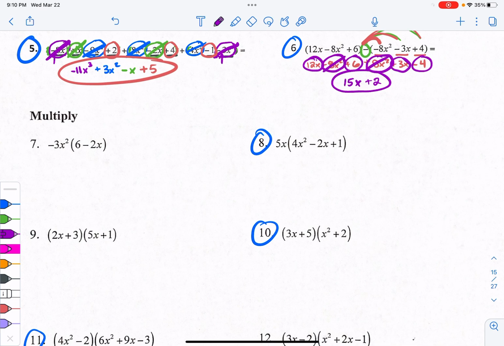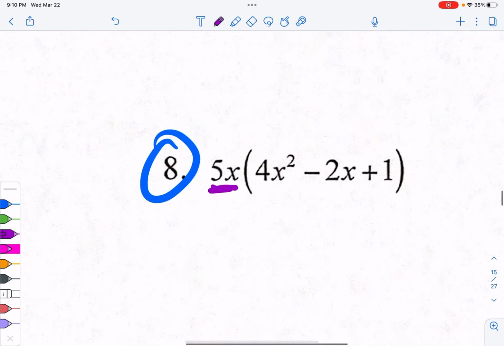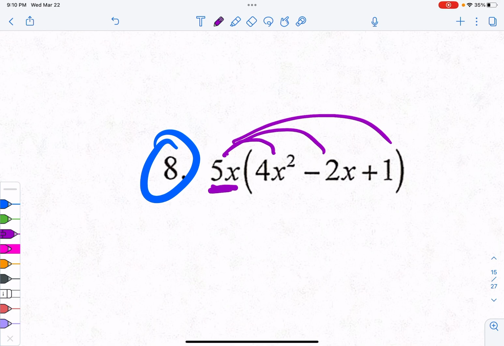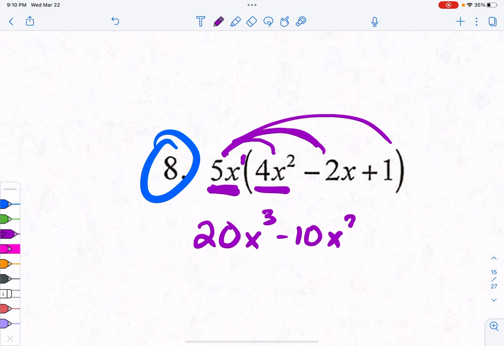Okay, so in number 8, we are multiplying, but we have just one piece being multiplied here to these three pieces, okay? So all we have to do is just distribute. We don't have to do like the FOIL method or anything like that. We're just distributing the 5x through there, okay? So 5x times 4x squared, 5 times 4 is 20, and x squared makes x to the third power, okay? So we like add those exponents, like this is to the first power, that's to the second power, x to the third. Okay, then 5x times negative 2x is negative 10x squared.